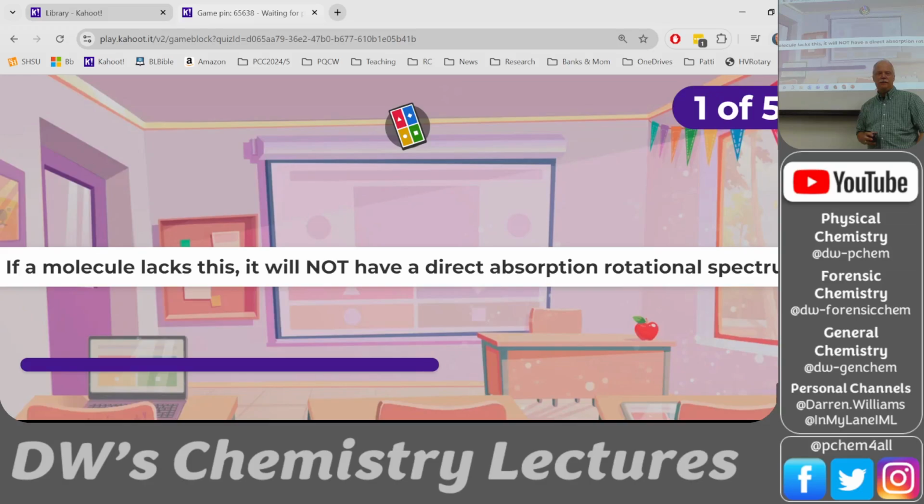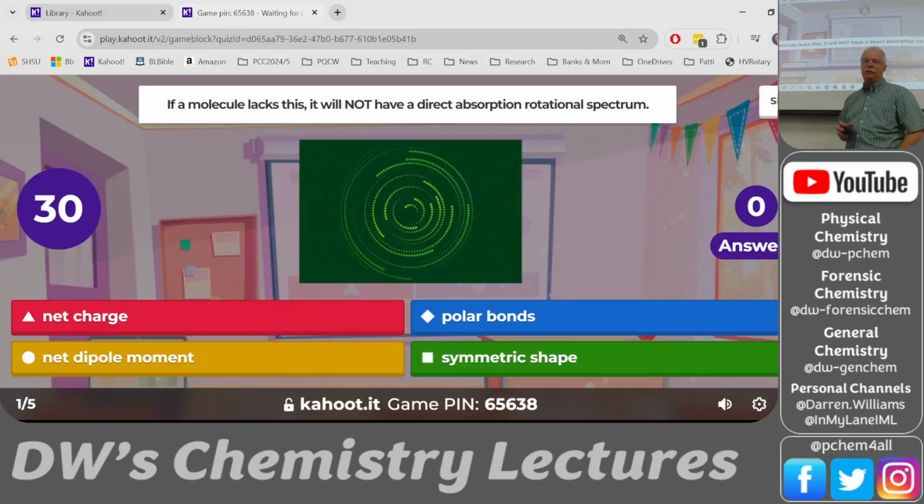All right, so if a molecule lacks this, it will not have a direct absorption rotational spectrum.